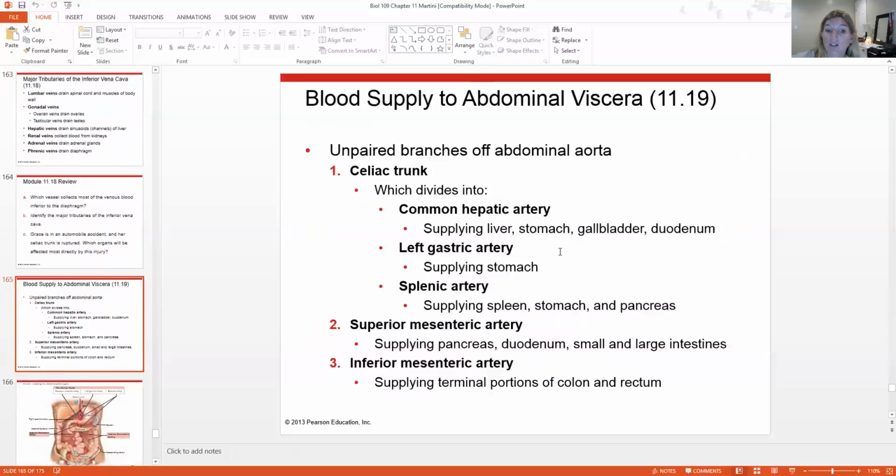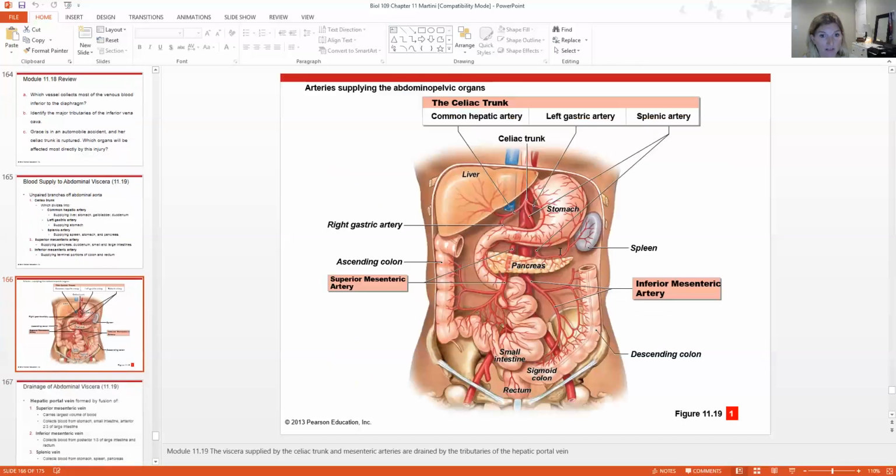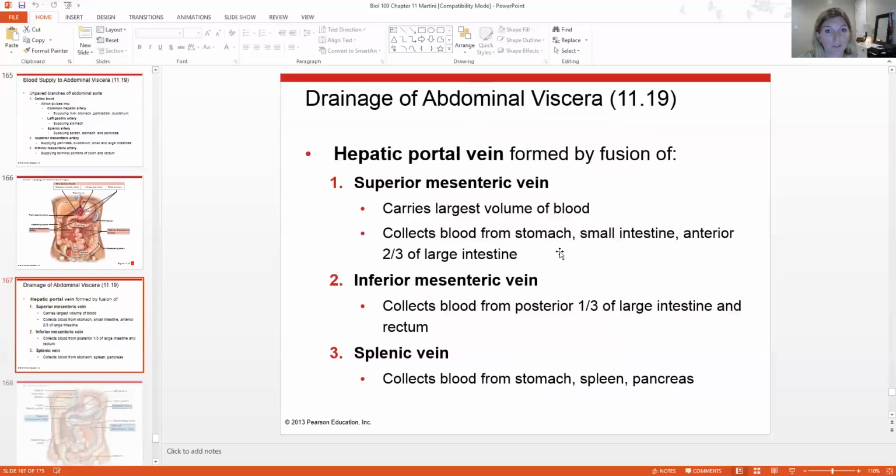So you have the celiac trunk. The celiac trunk's branching into hepatic artery, going to the liver, right? Gastric artery, splenic artery, the superior mesenteric and inferior mesenteric arteries, all leading into and supplying our intestines, stomach, pancreas, etc. Do you have to label them on a diagram? Not for me. You might have to for a lab. You have to ask your lab instructor for that.